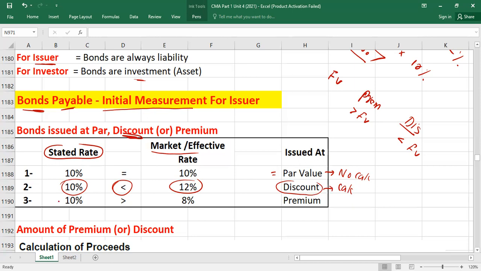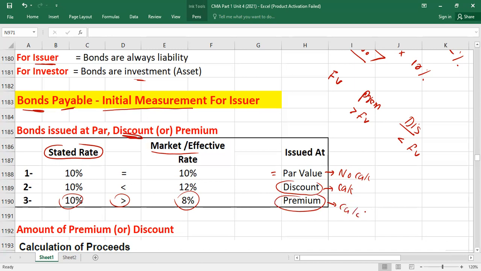Okay, guys, scenario number three: if your stated rate is greater than the market rate. For example, you are going to pay 10% and the market rate of interest is 8%. It means you will pay more than market, so today you can receive more than face value. So here bonds will be issued at a premium and it requires calculations.